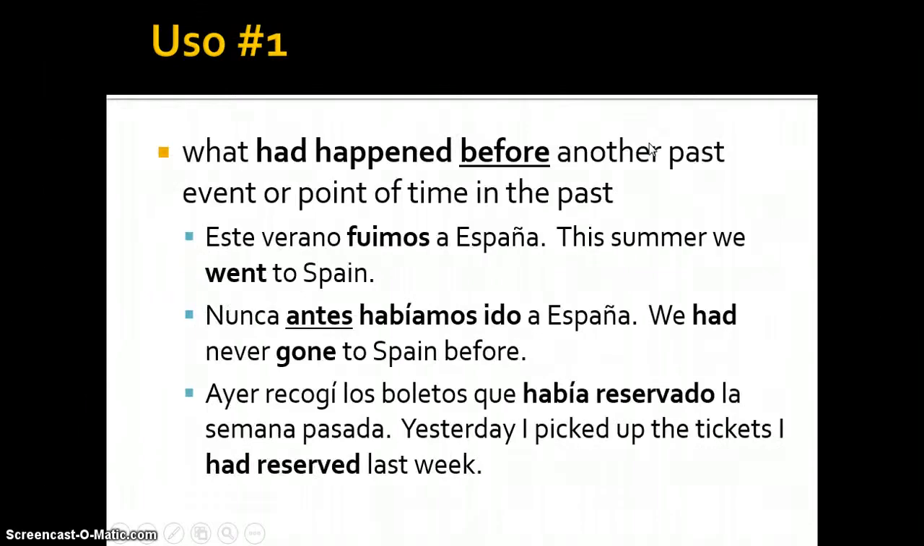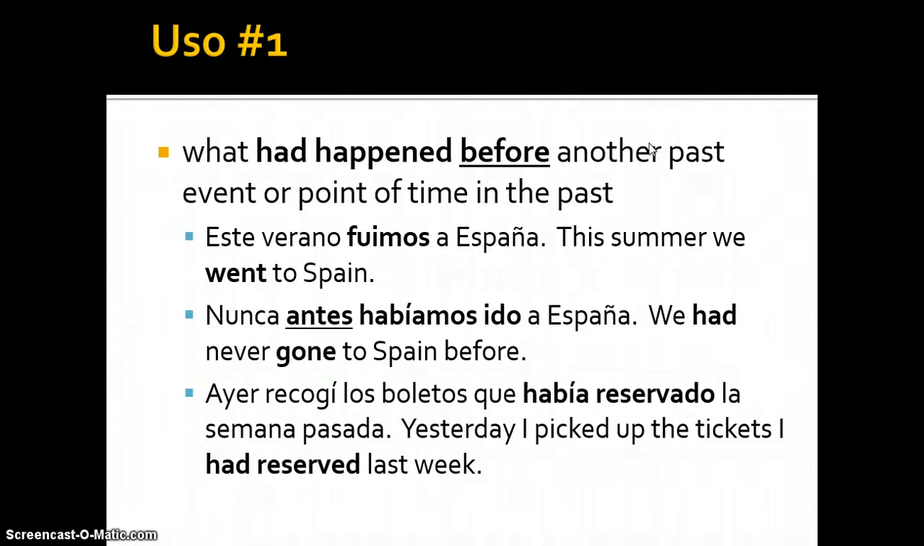The first use of the past perfect is to say what had happened before another past event or point of time in the past. For example, the first sentence is just preterite. Este verano fuimos a España. We went to Spain. The second sentence, nunca antes habíamos ido a España. Never before had we gone to Spain.